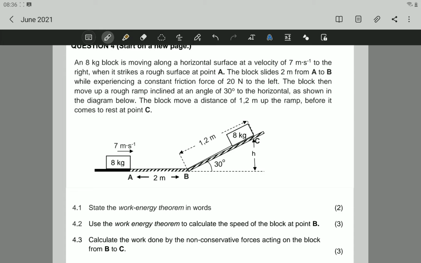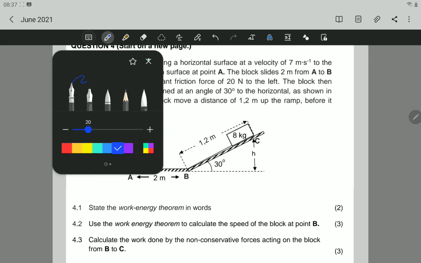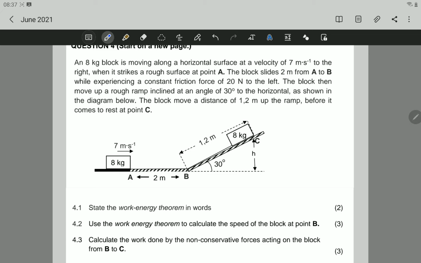Let's read once more and highlight some data that might not be in the sketch. They say an 8 kilogram block is moving along a horizontal surface at a velocity of 7 meters per second to the right. There you have the data of the block. It's 8 kilograms and it's moving to the right at 7 meters per second. It's shown in the diagram. When it strikes a rough surface at point A, there is friction at point B. And let's write it down, because it is actually given to you, with a constant frictional force of 20 newton. So the frictional force here is equal to 20 newton.